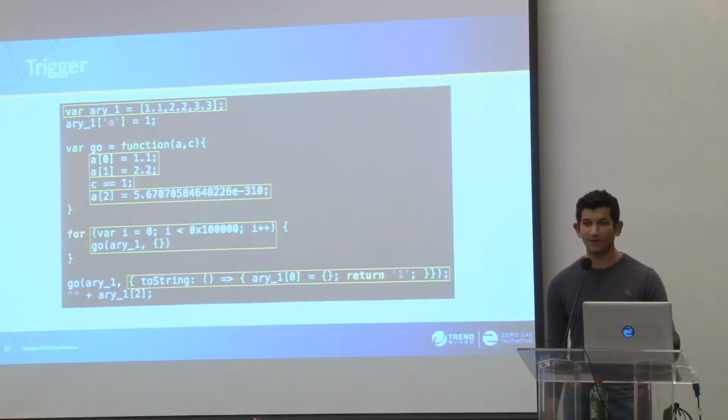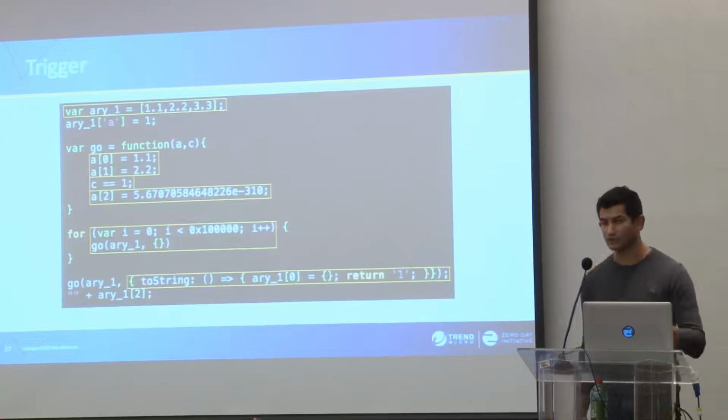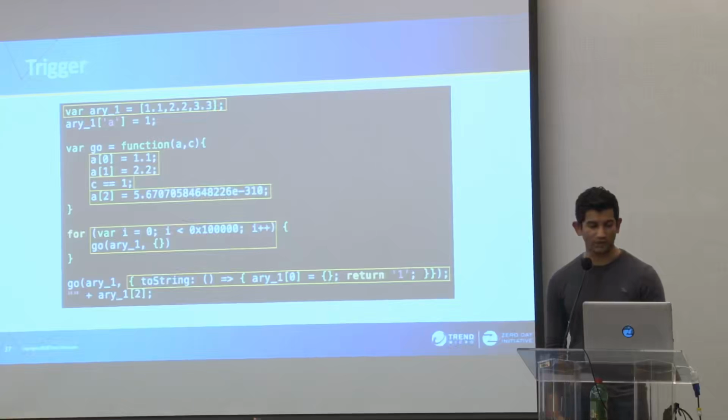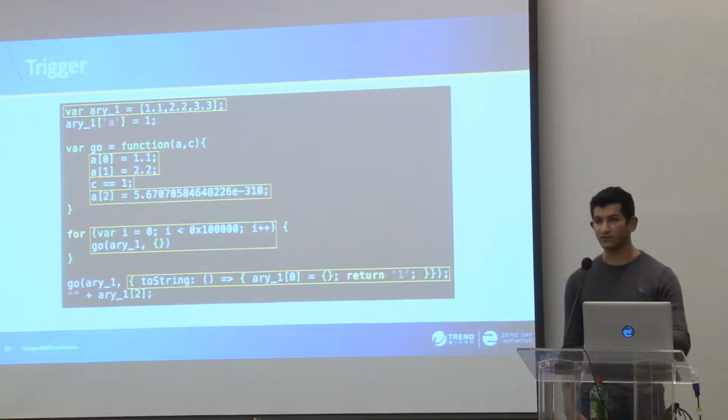Then the last time we call it is calling go, this time with our custom object. We're using toString instead of valueOf here. It doesn't matter, both would work. Within the toString function, we are setting the 0th element in array1 to an object. So this is going to convert the array with double into an array with contiguous.